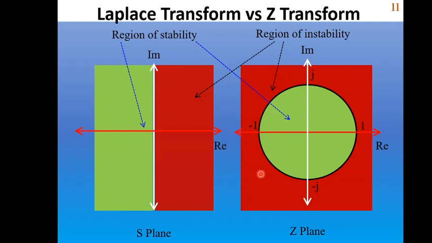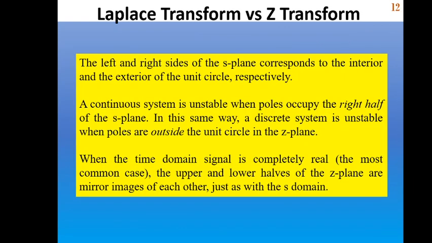If a time domain signal is completely real, these lower halves and upper halves are the mirror images of each other. Well, these points have been discussed in the last slide.